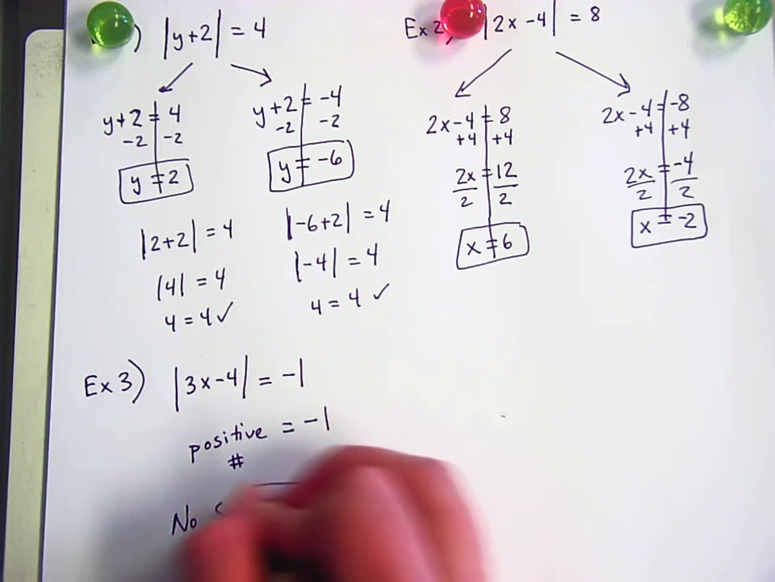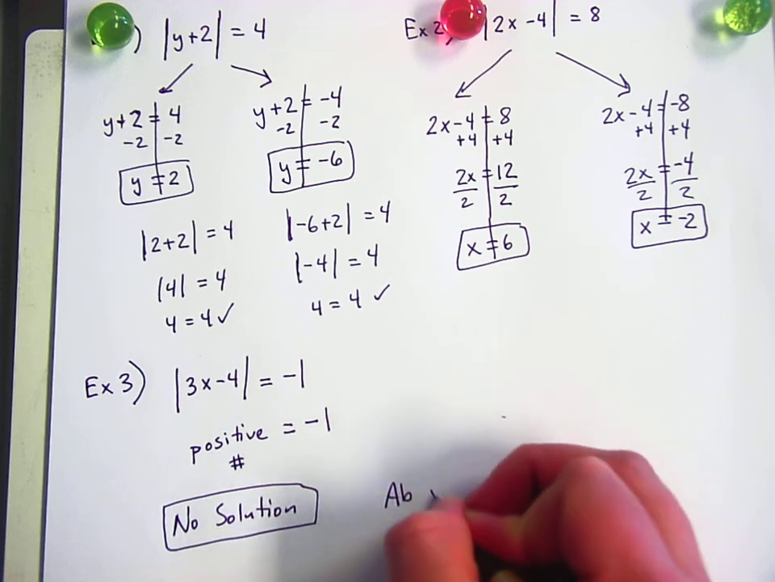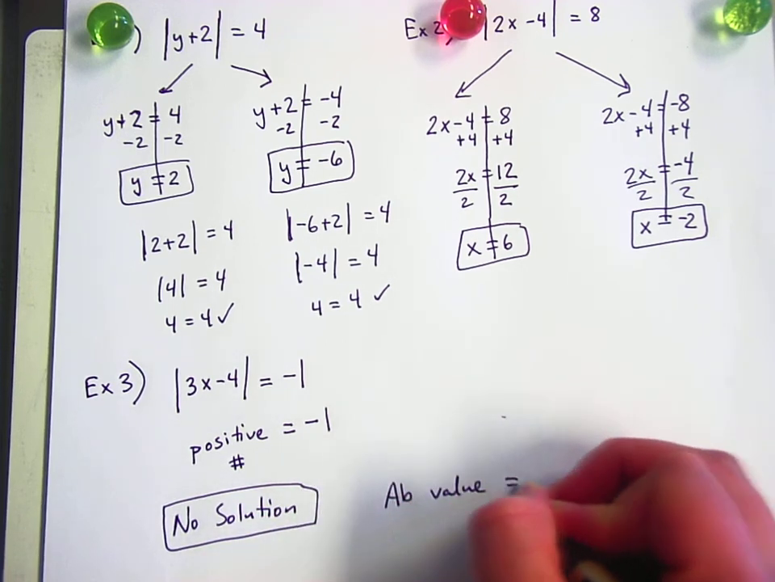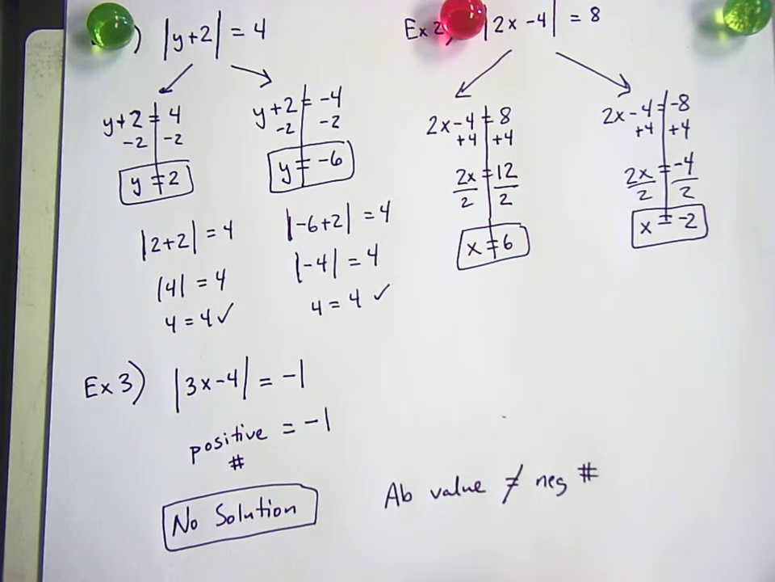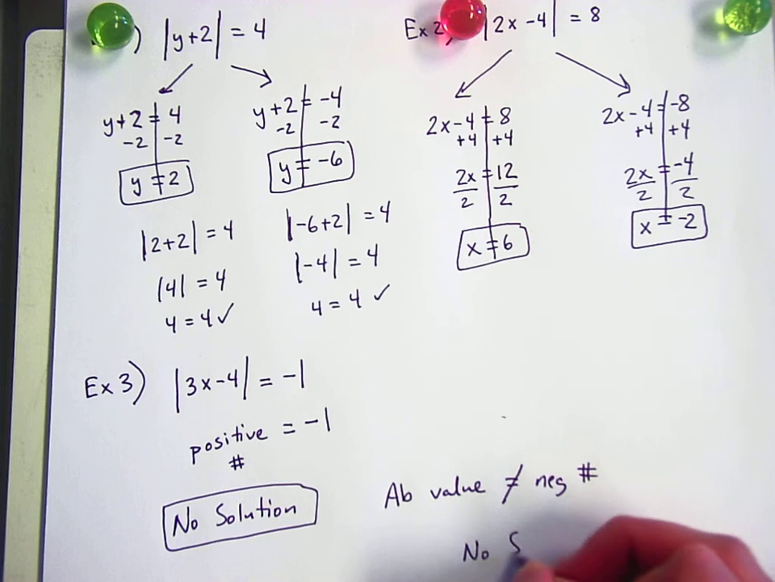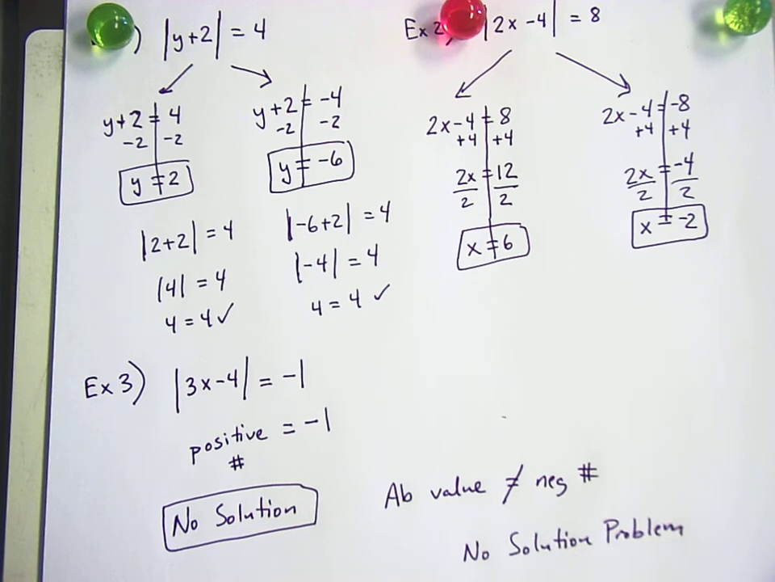And maybe I'll write out some instructions right here and say this. You can never have an absolute value equals a negative number. This can't happen. If you ever see this, it's a no solution problem. So maybe when you look at your homework, you want to just quickly scan over and see which ones are absolute values equal a negative number, and know that those ones are definitely out.